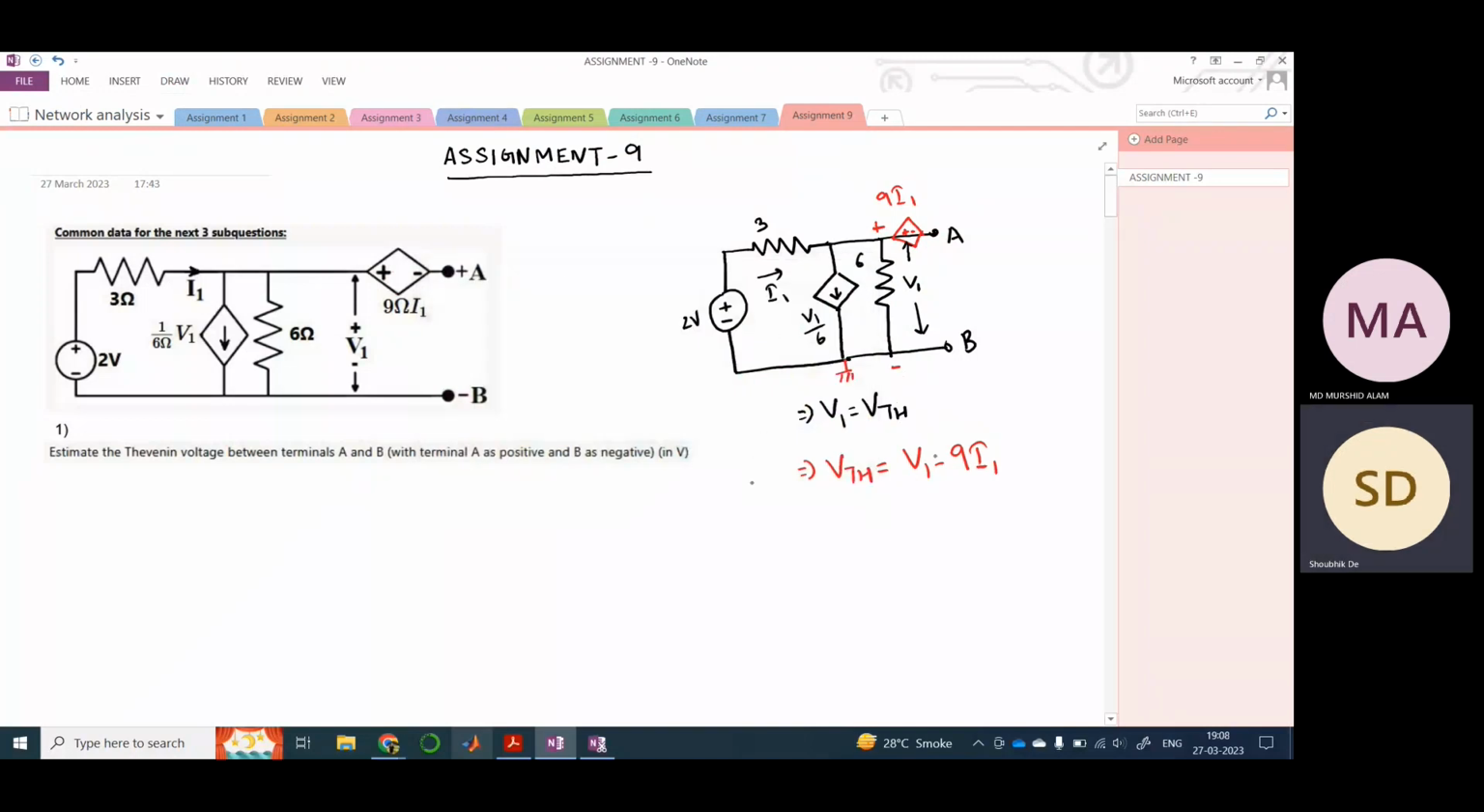Now we need to calculate what is V1 and I1. So I hope this is clear. Why is this plus and not minus? Okay.